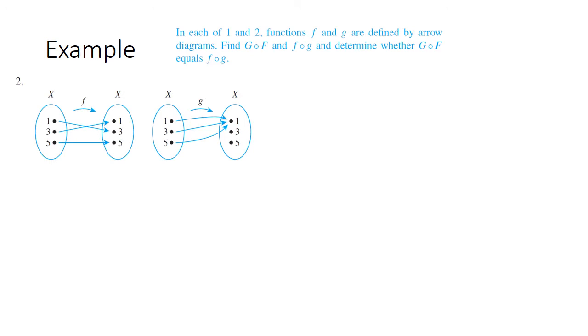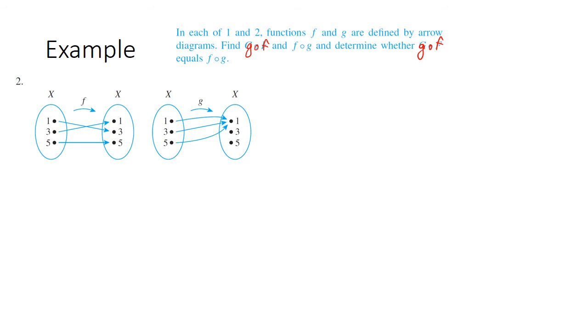Okay, so here is an example where we have f and g, and those are given by arrow diagrams, and here all the domains and the codomains are the same, just big X. And they want us to find g of f. I think this is a typo, it's supposed to be little g of little f, and then f of g, and then determine whether those are the same or not. Okay, so let's do this.